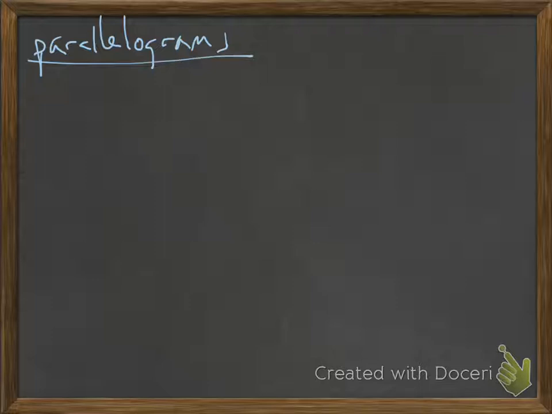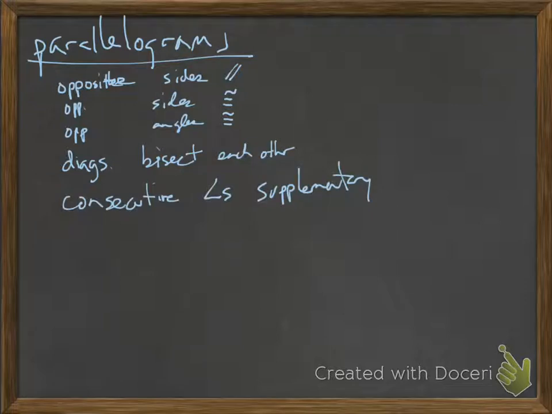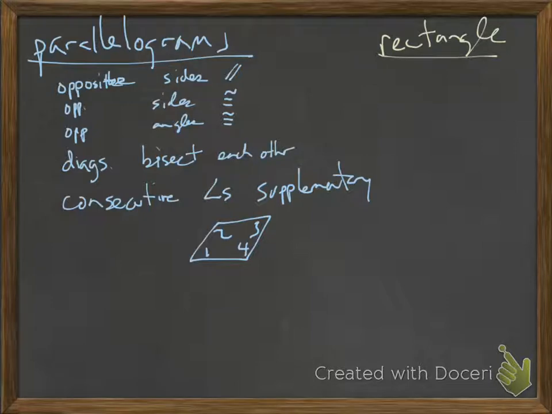All right, Chapter 5 was initially about parallelograms. Opposite sides are parallel, opposite sides are congruent, opposite angles are congruent, the diagonals bisect each other, and consecutive angles are supplementary. Those are the 5 qualities of parallelograms. What we mean by consecutive: if this is a parallelogram, 1 and 2 are consecutive, 2 and 3 are consecutive, 3 and 4 are consecutive, 4 and 1 are consecutive. They're supplementary because they're same side interior angles of parallel lines.